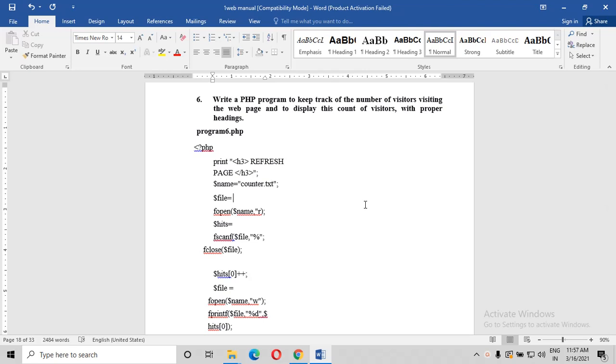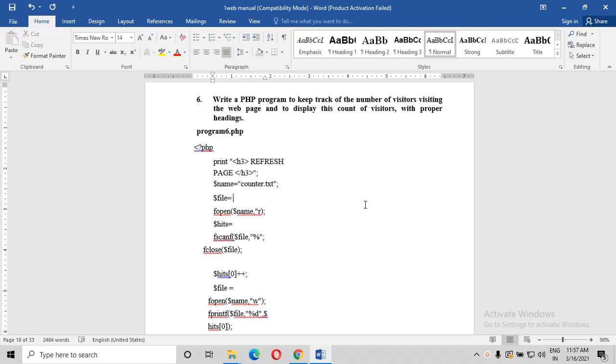Write a PHP program to keep track of the number of visitors visiting the web page and to display this count of visitors with proper heading. A simple program and easy program. This is a PHP program, right?